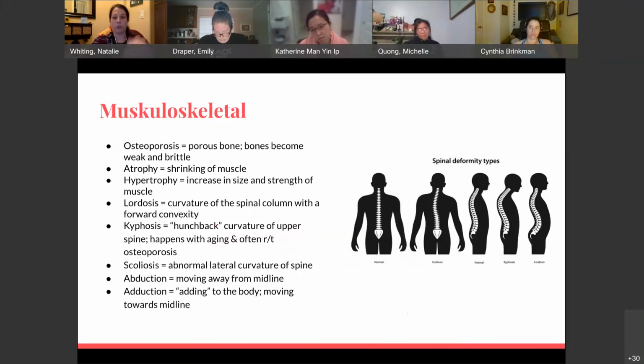So these are just some more terms to know: osteoporosis, atrophy, hypertrophy, lordosis, kyphosis, scoliosis, abduction and adduction. Adduction is adding to the body, abduction is the opposite. So add to the body, you're bringing it more midline. That's the way I remember those two. And then this is a good image of all the different spine deformities listed here. Are you good on these terms?